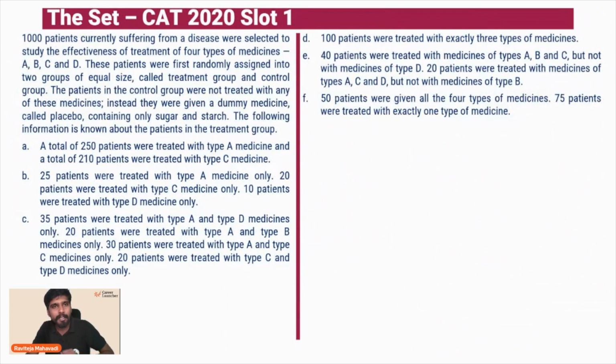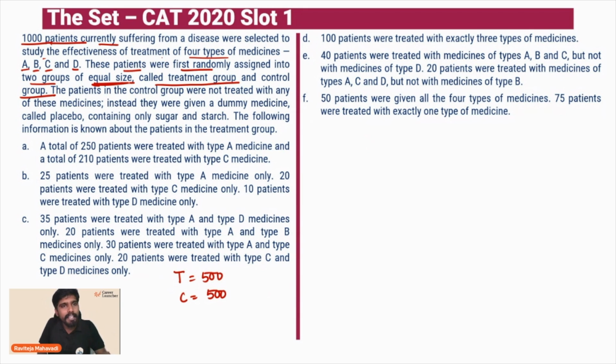And let us take a look at this particular set. This is a set from CAT 2020 slot 1. Let us read the setup and check. 1,000 patients currently suffering from a disease were selected to study the effectiveness of treatment of 4 different types of medicines, A, B, C, D. So there are 4 different types of medicines. These patients were first randomly assigned to 2 control groups of equal size, called the treatment group and control group. So there is a treatment group which should have 500 people, and there is a control group which should have 500 people, right? Because they are divided into equal sizes.